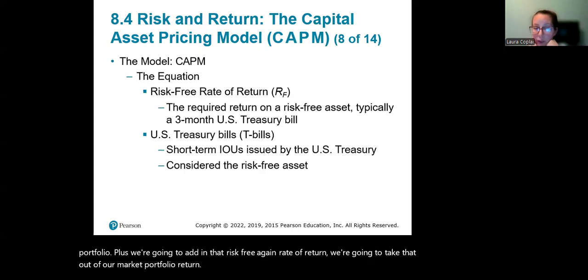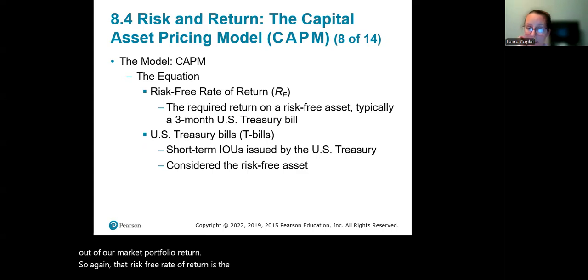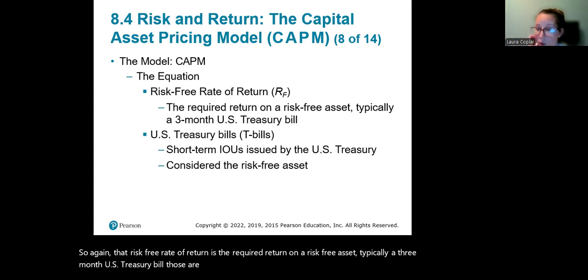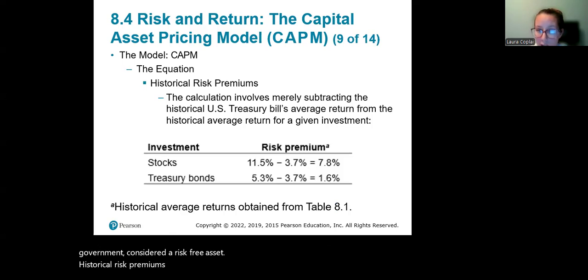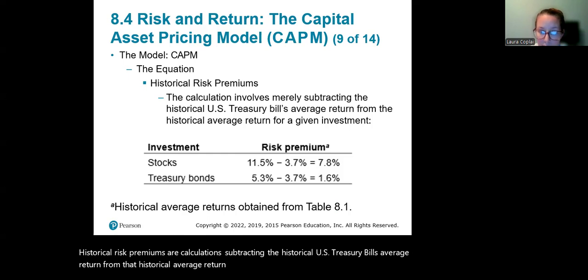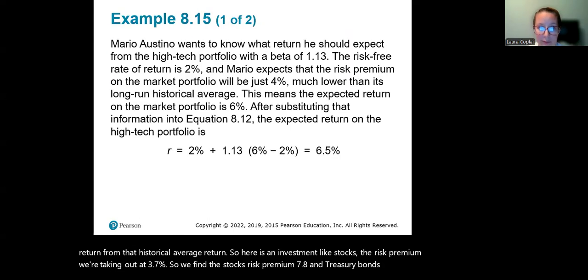So again, that risk-free rate of return is the required return on a risk-free asset, typically a 3-month U.S. Treasury bill. Those are called T-bills. They are short-term IOUs issued by the government, considered a risk-free asset. Historical risk premiums are calculations subtracting the historical U.S. Treasury bills average return from that historical average return. So here is an investment like stocks. The risk premium we're taking out at 3.7%. So we find the stocks risk premium 7.8 and Treasury bonds is 1.6.